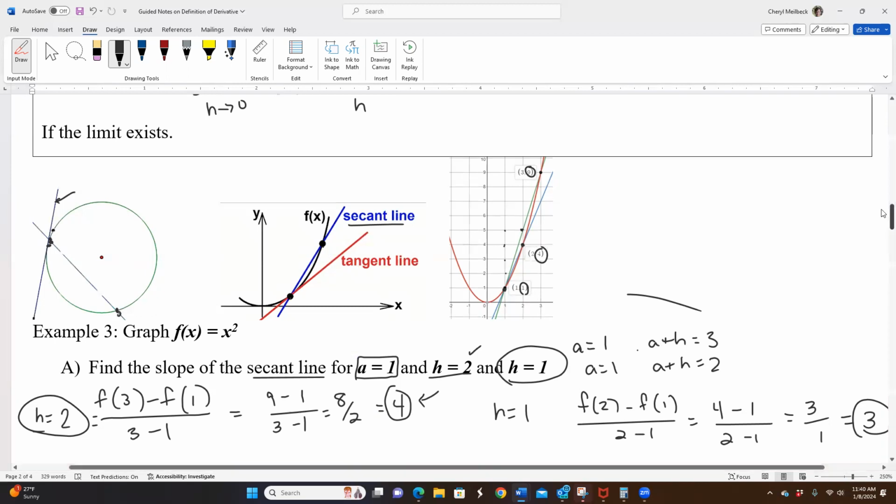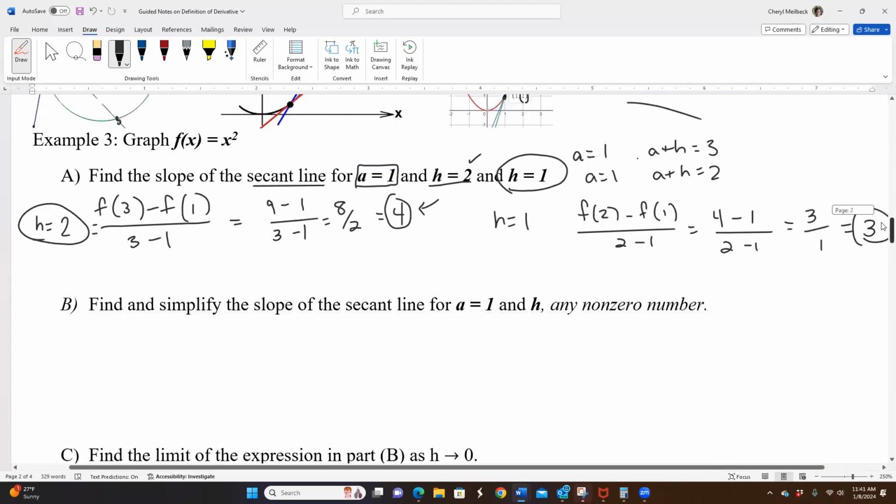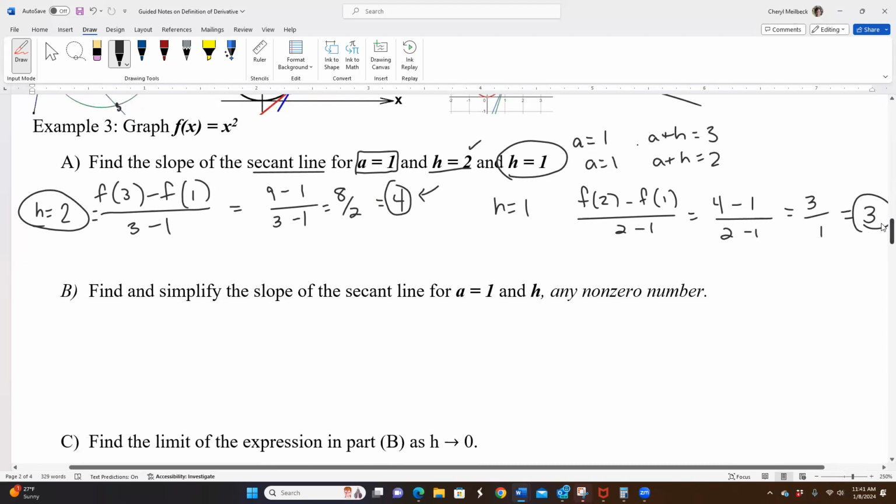Let's continue. Identify the slope of the secant line for a equals 1 and h being any non-zero number.